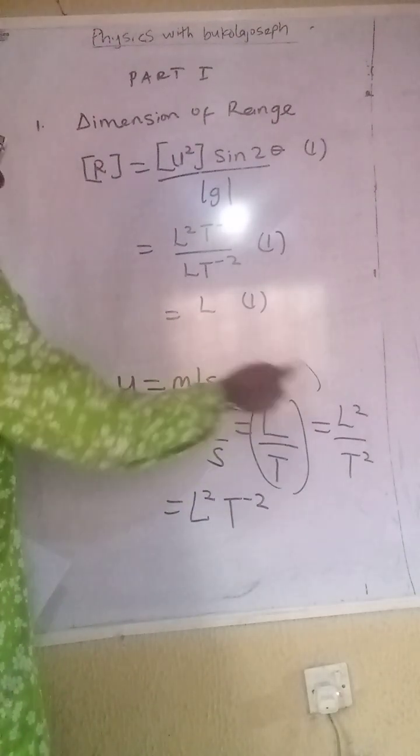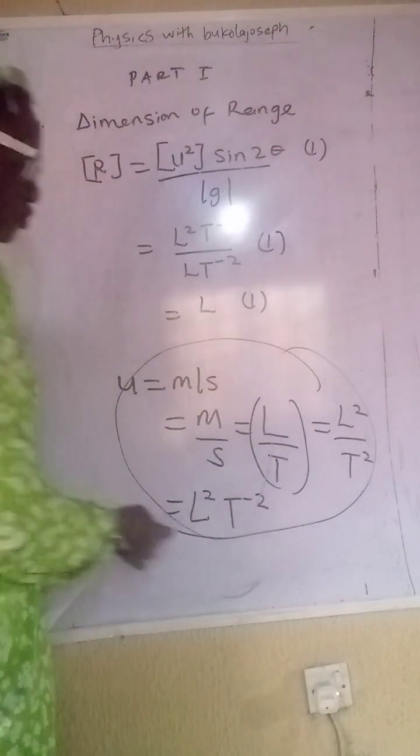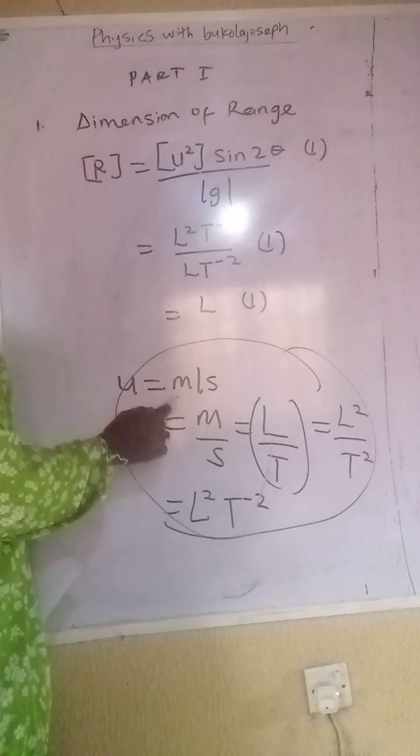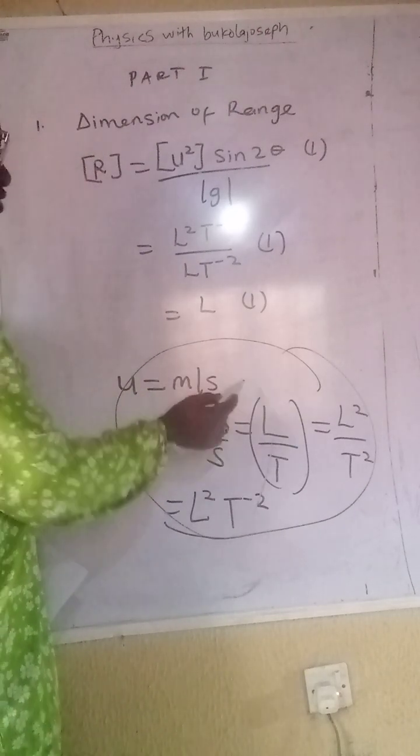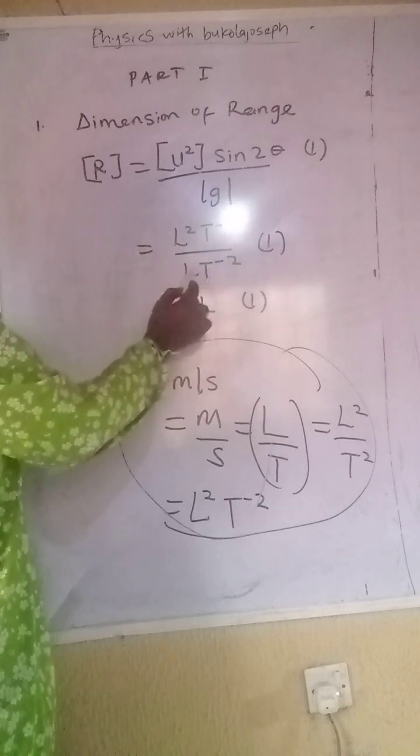But however, all this long story will not earn you any mark. If you are familiar with the formula, you know that for meter per second squared, you have L squared over T squared. You just go straight to the point, and then you have this.